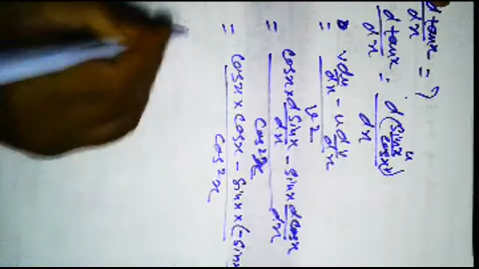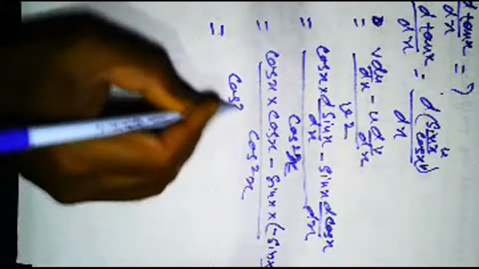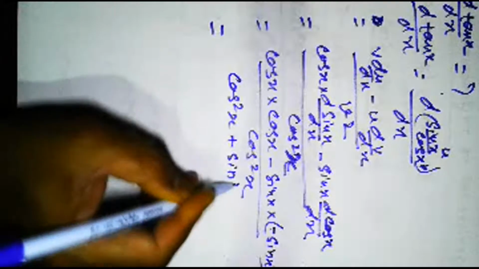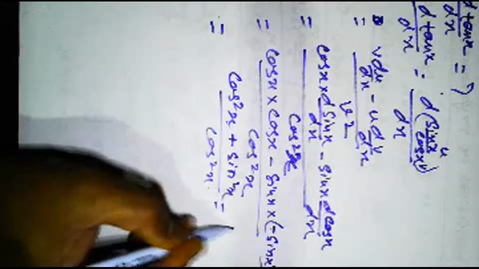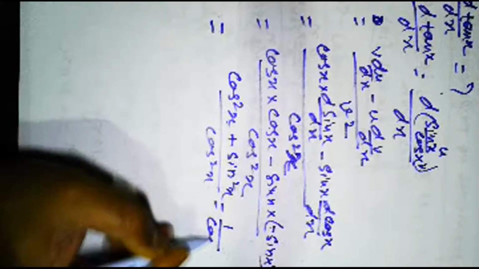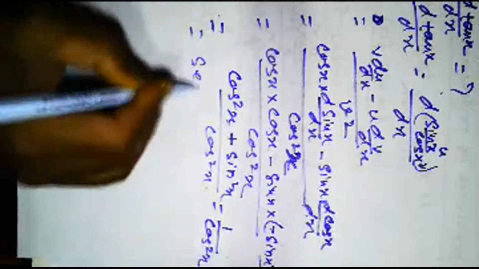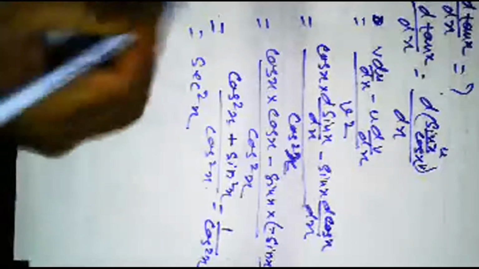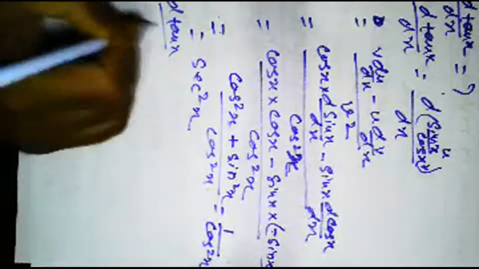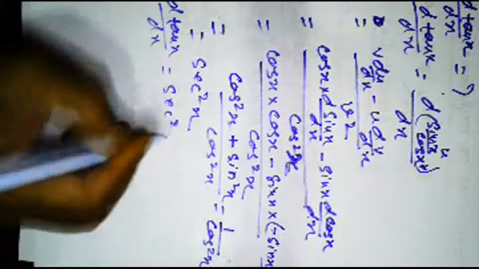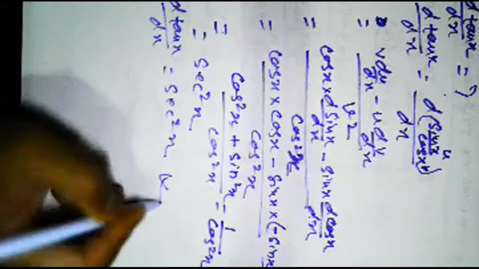So minus times, and down here is cos square x. Cos times cos is cos square x, and negative times negative sign is positive here, so this is sin times sin is sin square x by cos square x, and you know that sin square x plus cos square x is 1 from trigonometry, and here this is cos square x, so 1 by cos square x is sec square x. So therefore the derivative of tan x is sec square x. Okay, so in this way you can find.